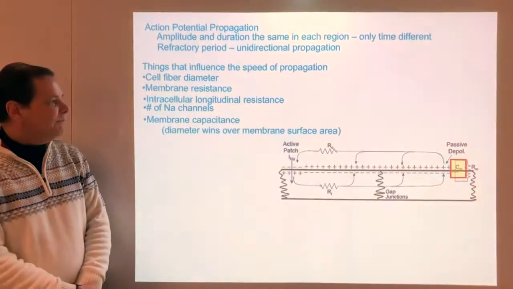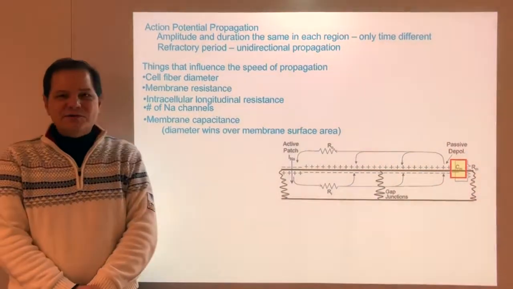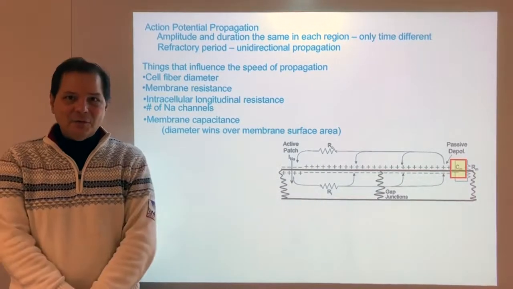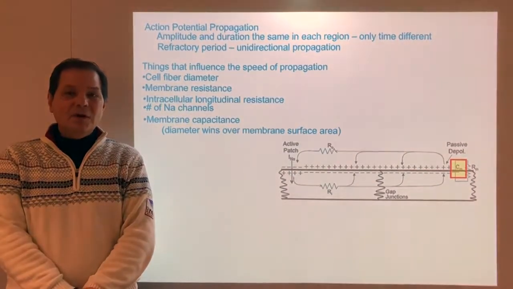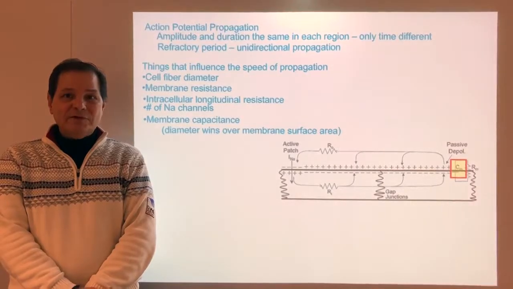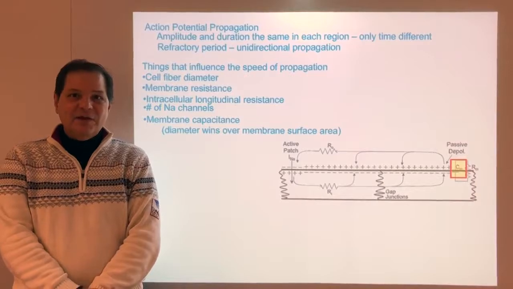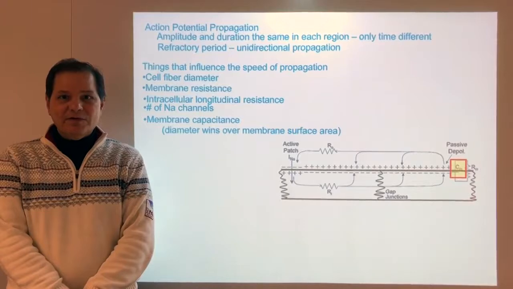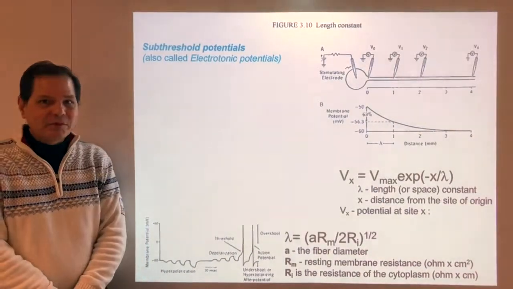And finally, the membrane capacitance, our old friend. This is how much charge you have to bring across the membrane, in the form of sodium in this case, in order to change the membrane voltage. If the capacitance is very low, then you don't have to bring much sodium across the membrane to change the voltage, and your propagation will be very fast. If your membrane capacitance is very high, then you have to bring a bunch of sodium across the membrane in order to change the voltage, and your propagation will be slow. So, we'll get to why that's relevant in a moment.